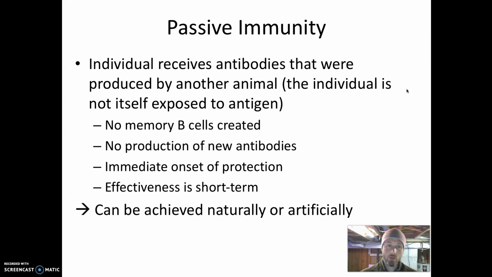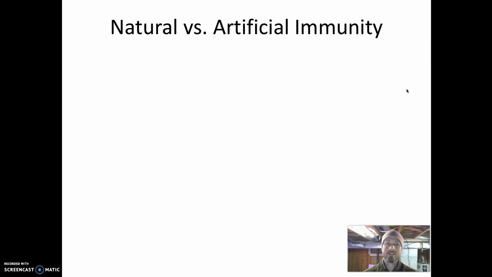So again, passive immunity, where a person gets antibodies but does not learn how to make those antibodies themselves, can be achieved either naturally or artificially. So there's passive natural immunity and passive artificial immunity. Again, let's define more terms, and then we'll think about examples of these kinds of immunity. So far we've defined active and passive. The difference there is the ability of the individual to make antibodies. It's the presence or absence of memory B cells. Now let's consider natural versus artificial immunity.